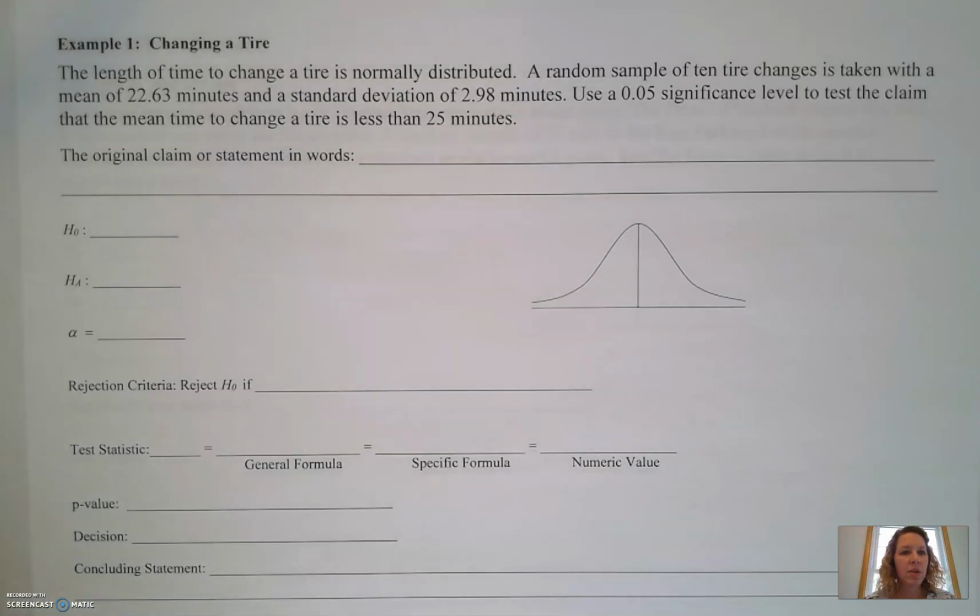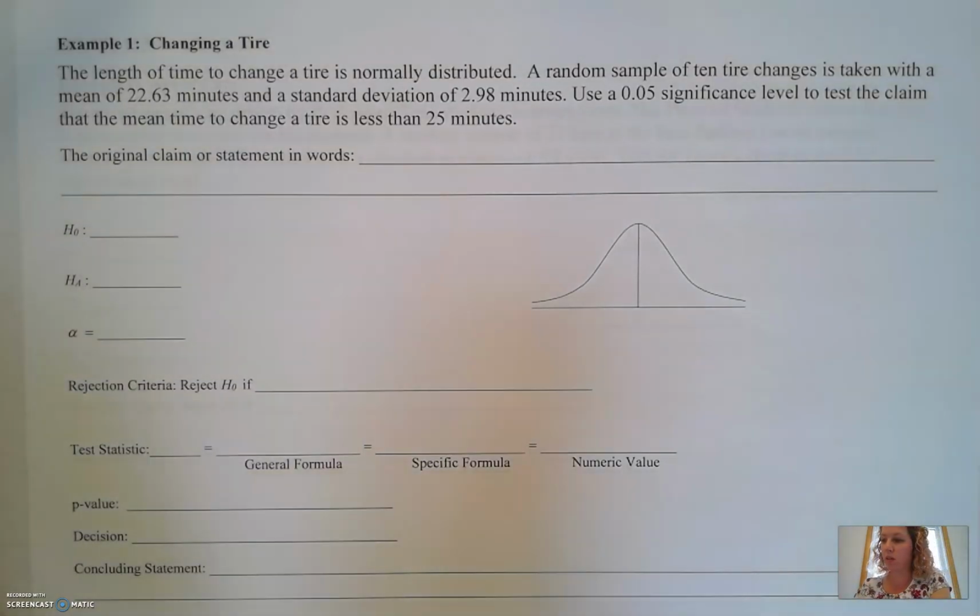Hypothesis testing for a mean, changing a tire example. The length of time to change a tire is normally distributed. A random sample of 10 tire changes is taken with a mean of 22.63 minutes and a standard deviation of 2.98 minutes. Use a 0.05 significance level to test the claim that the mean time to change a tire is less than 25 minutes.